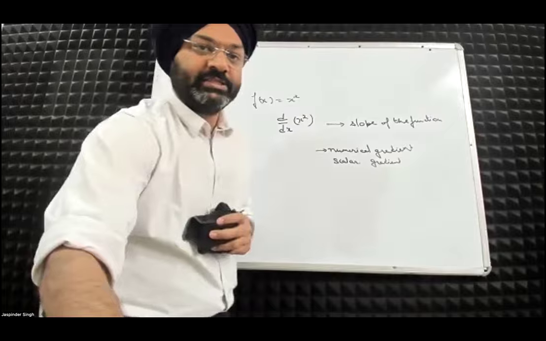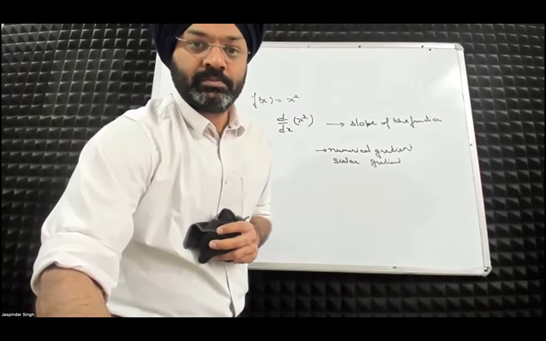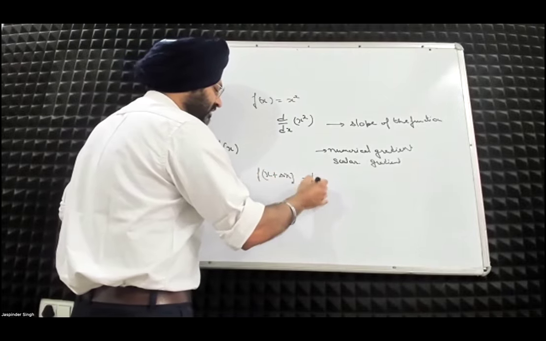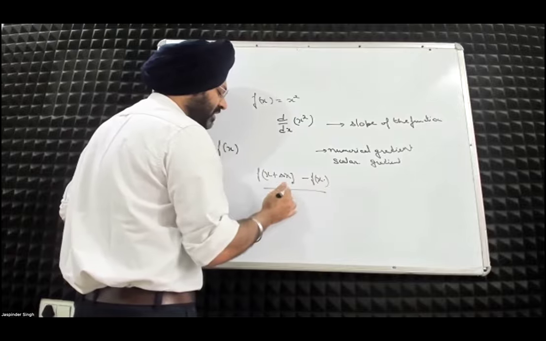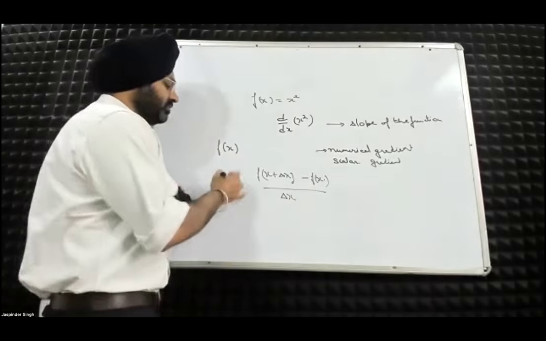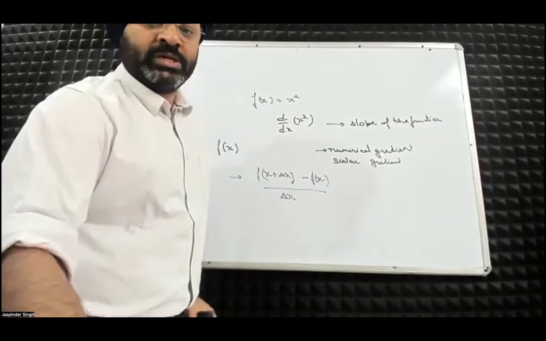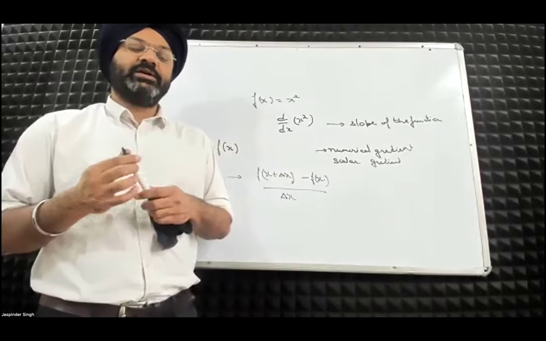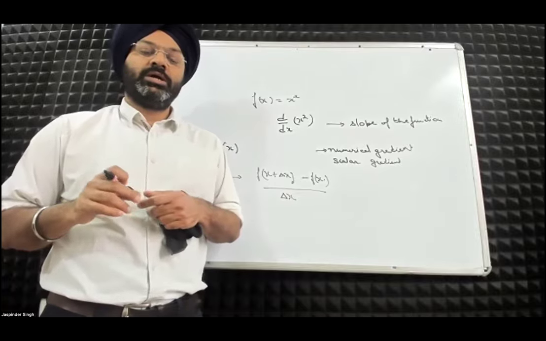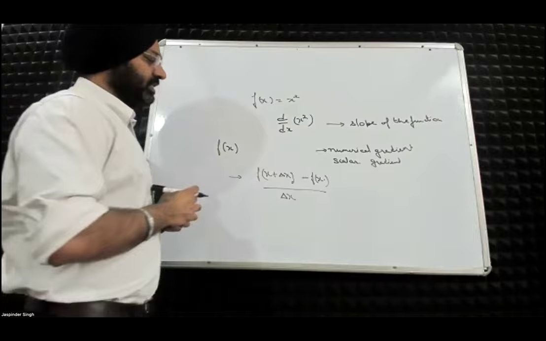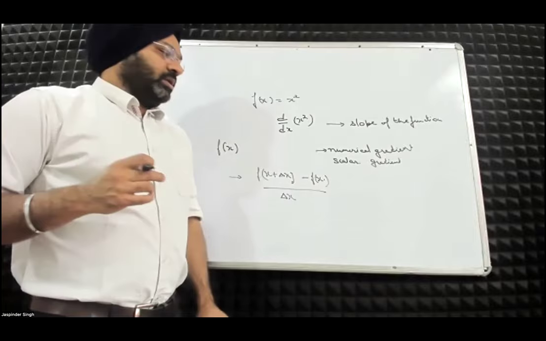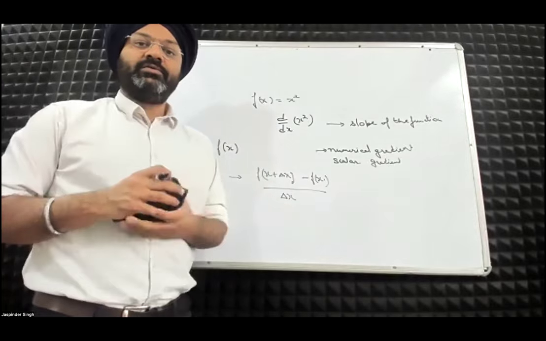So I can write it like this also: f(x plus delta x) minus f(x). Since I have increased x, if I divide it by delta x, that should give us the first order differential of f(x), and the first order differential is nothing but the gradient. So from x, I take one step ahead. This is called the forward differential.